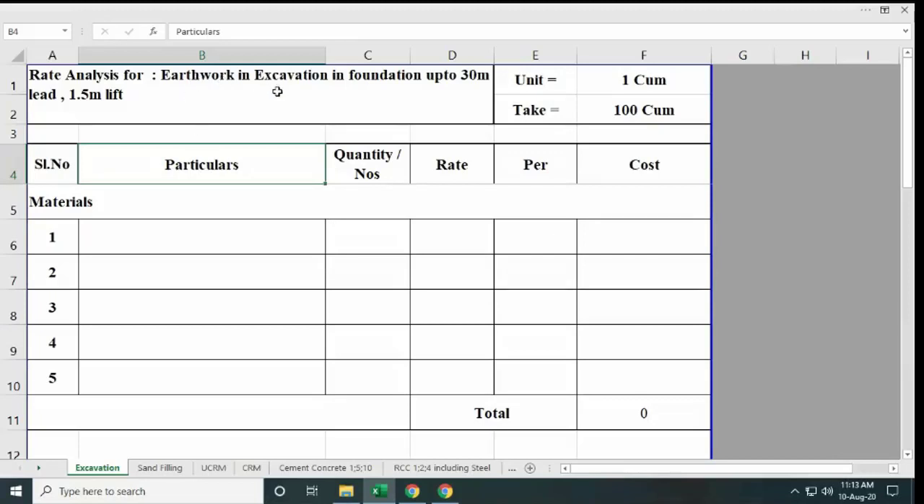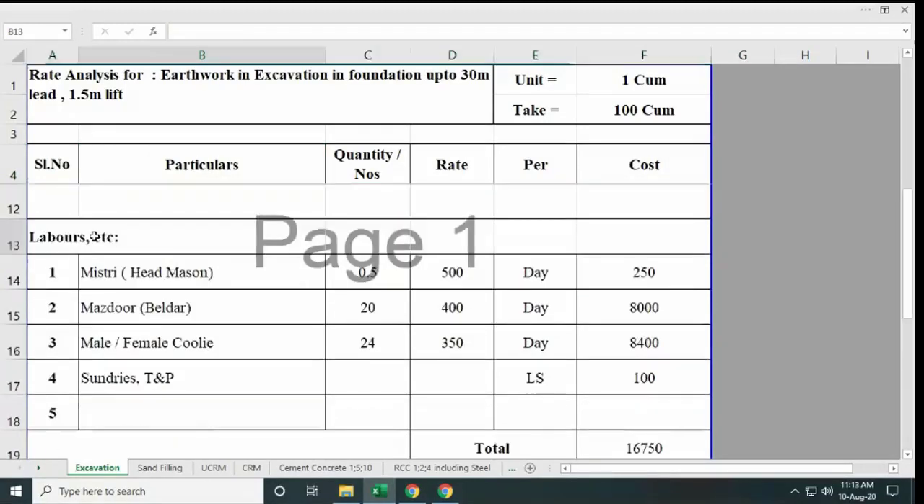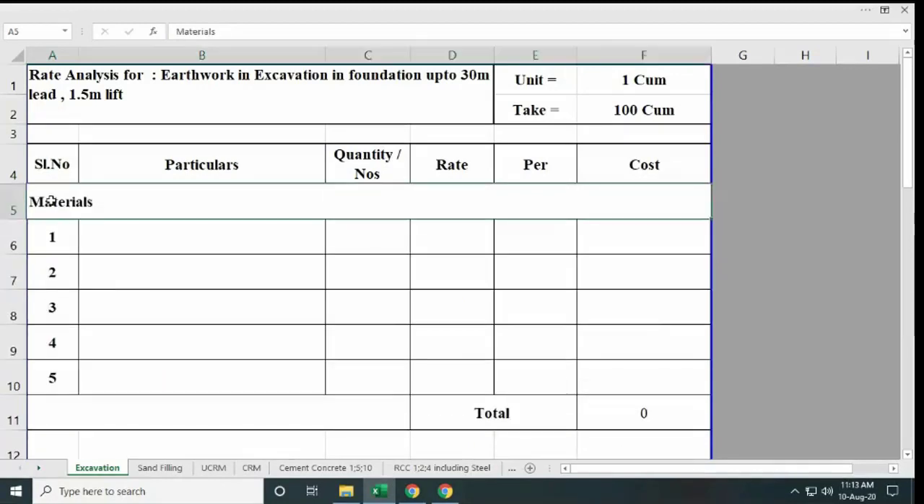In the last class also I had said how the rate analysis is being done. It is divided into two parts or two heads: one is material, another one is labor. Labor calculation we will do separately, and material calculation we are going to do separately. We add up those amounts, then add water charges, then add contractor's profit and sum up.